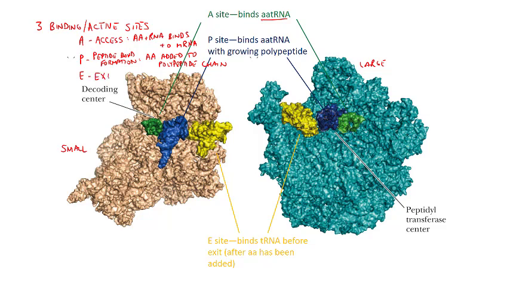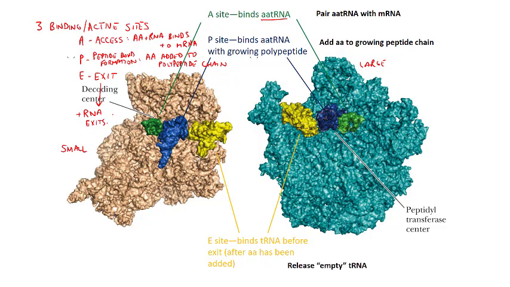E is the last site, that stands for exit, and that's where the empty tRNA, which has lost its amino acid because we just added it to the growing peptide chain, exits. And they're laid out in order in the diagram that we've shown in the middle of this page. So to summarize, the A site pairs up the aminoacyl tRNA with the mRNA. The P site is where the amino acid gets transferred from the aminoacyl tRNA onto the growing polypeptide. And the E site is where the empty tRNA gets released.